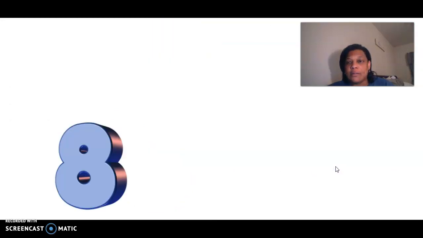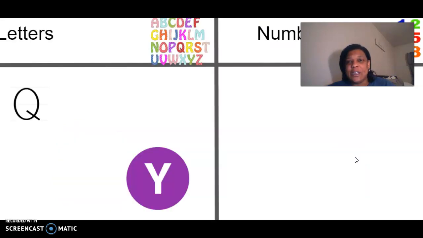Look at that one. Is it a letter or is it a number? That's right, it's the number 8. So it will go on the side with numbers.